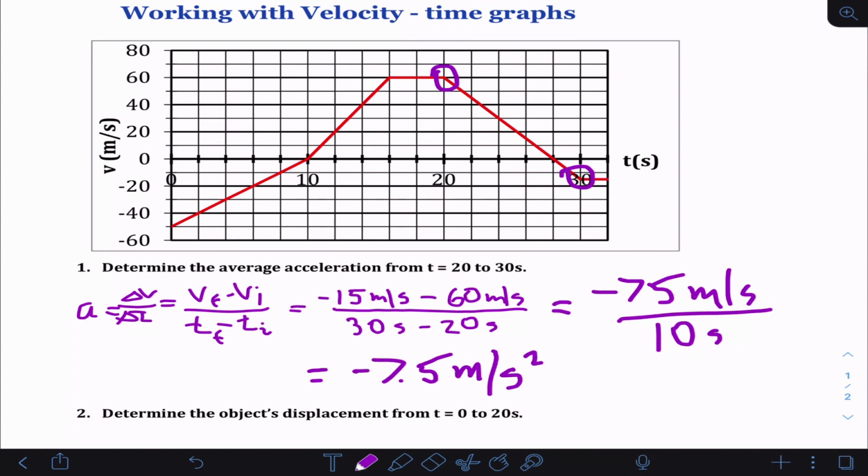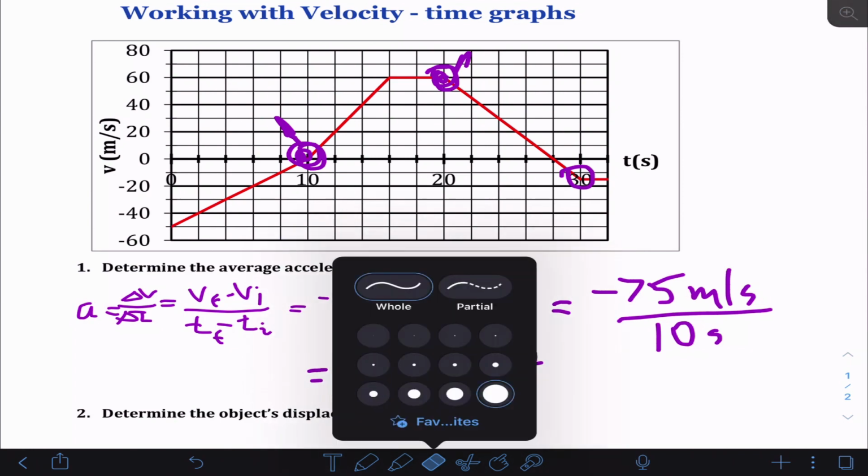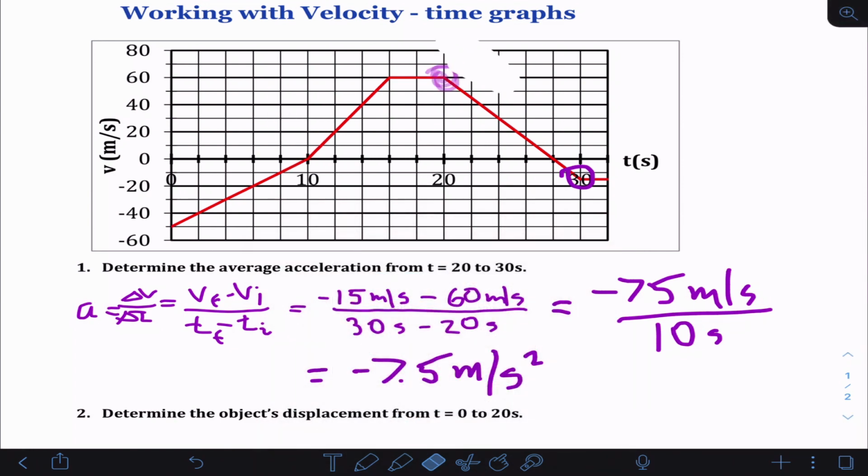You would follow the same process if I asked you for what was going on between 0 and 10: initial velocity, final velocity. If I asked you between 10 and 20: initial velocity, final velocity. So it's a fairly straightforward procedure.